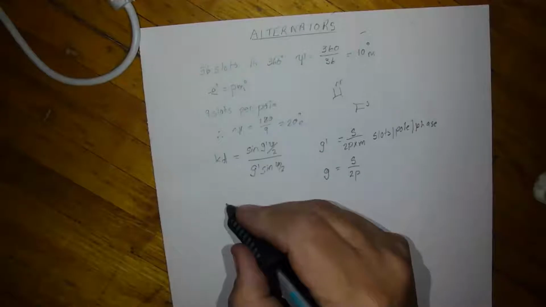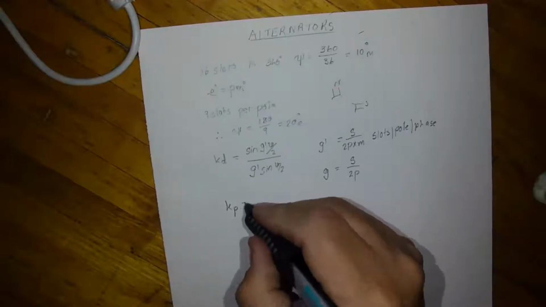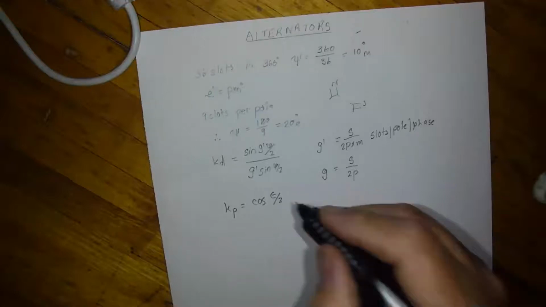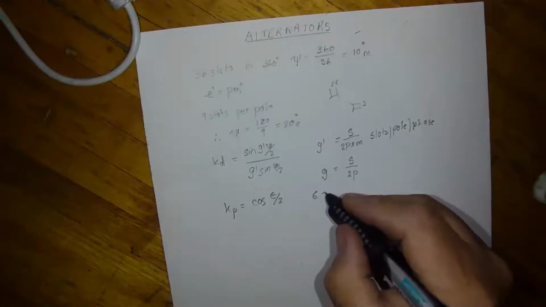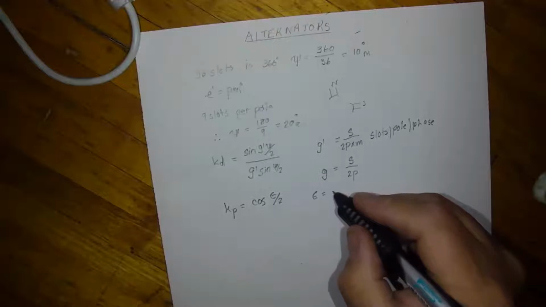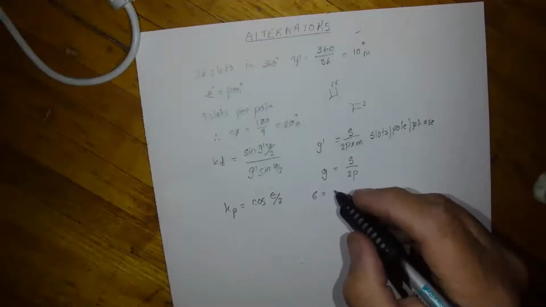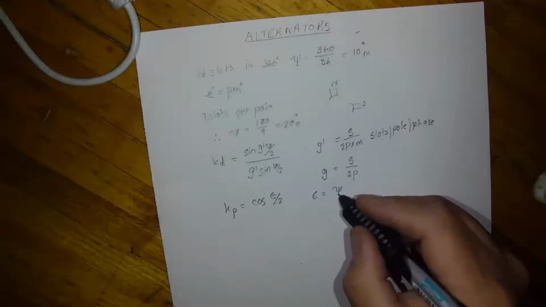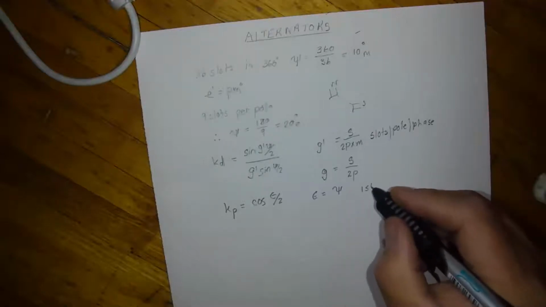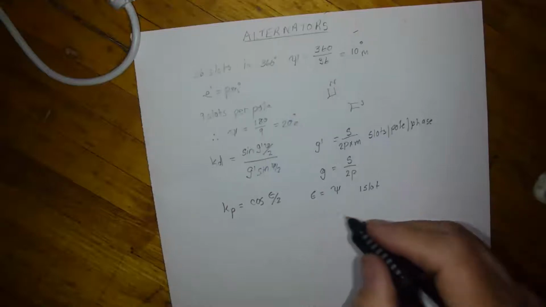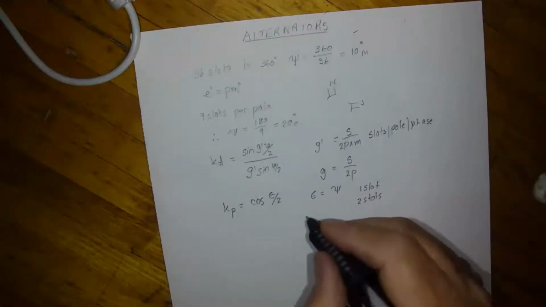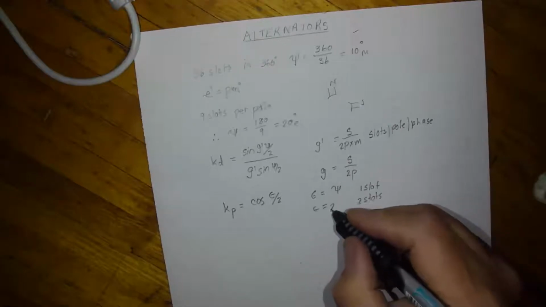And then KP is cos of epsilon divided by 2. Now epsilon depends on the number of slots that it's short-chorded. So if it's 1 slot, then epsilon is Psi. And if it's 2 slots, epsilon is 2 Psi.